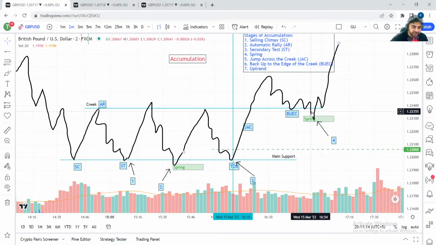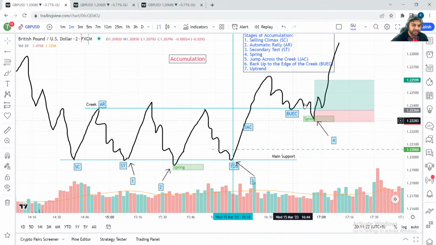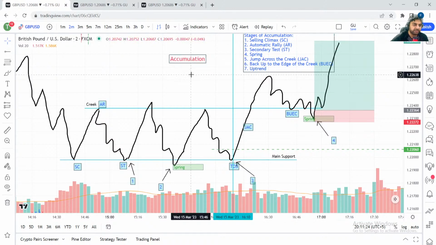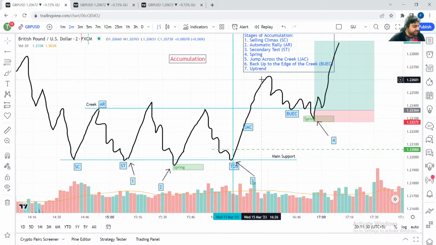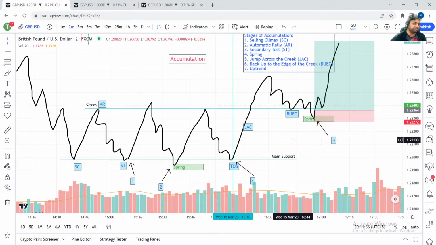Actually, here it is giving you another opportunity to enter. So what should you do? You should buy again over here and put your stop loss below this level and put your TP way above this one. Again, when the market reaches this level, take out maybe 50% of your position and then put your stop loss above the break even. So this is the stop loss, put it over here above the break even and then leave it.